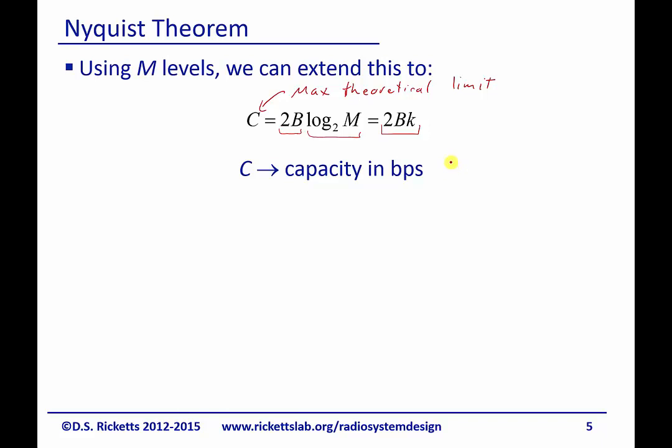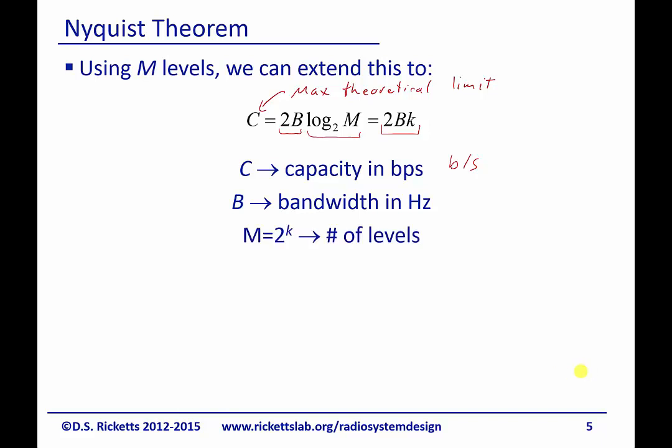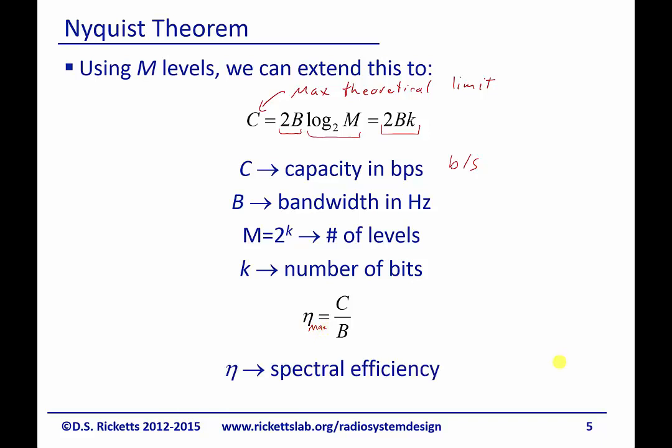It's sometimes written bps or bits over second. Both are the same. The bandwidth in hertz is B, M as we described before, and k is the number of bits. And we can also talk about the spectral efficiency, which is the capacity. I'll say this is the max, because capacity represents the max, over the bandwidth. Now, it's interesting, the units, because this is bits per second times 1 over hertz, okay? And if we're going to speak this out, this is bits per second per hertz.